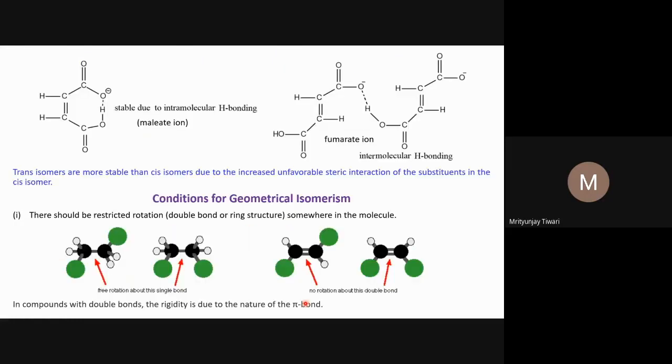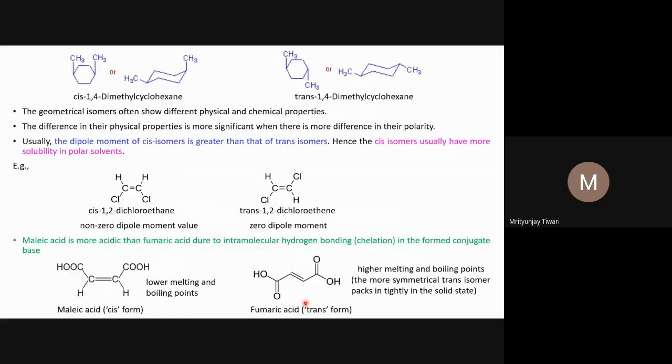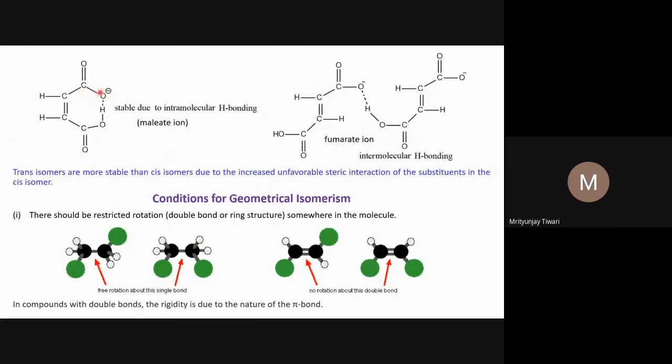Another property: if you look at the chemical properties, maleic acid is more acidic than fumaric acid due to intramolecular hydrogen bonding, which is also called chelation. If one H plus is removed from maleic acid... Acidic property means the ability to furnish H plus, or the proton, with more ease. Then you say such a compound is more acidic, and it depends on the stability of the conjugate base.